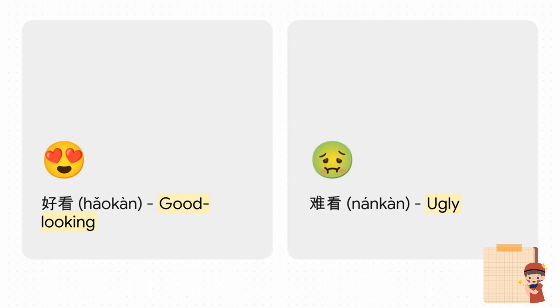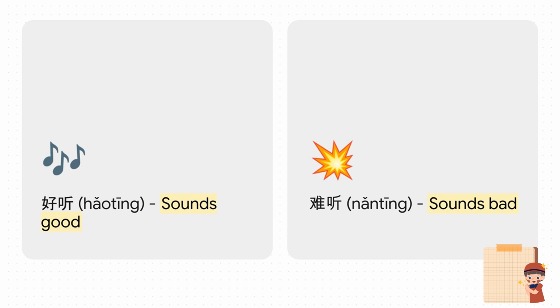So does this little magic trick work for your other senses? Absolutely. The verb to look is kan, K-A-N. So something good to look at is hao kan, which means good looking or beautiful. And the opposite? Yep, you got it. Nan kan, ugly. The pattern just holds up. Let's do just one more to really lock this in. The verb to listen is ting. So a beautiful piece of music is hao ting, good to listen to. And a really awful screeching noise, well, that would be nan ting. This framework is seriously like a key that unlocks dozens of new words for you.